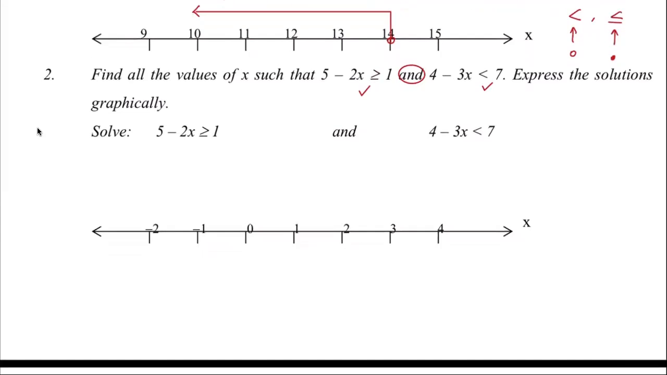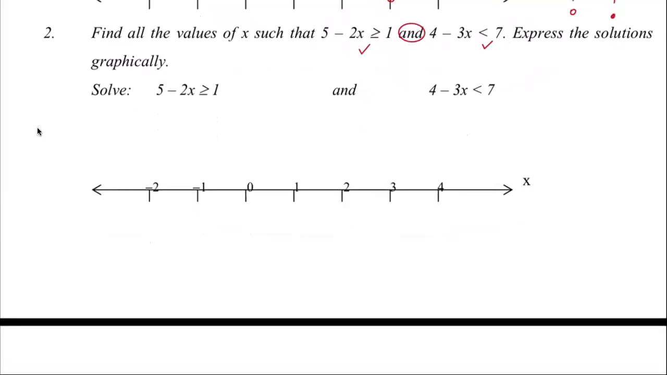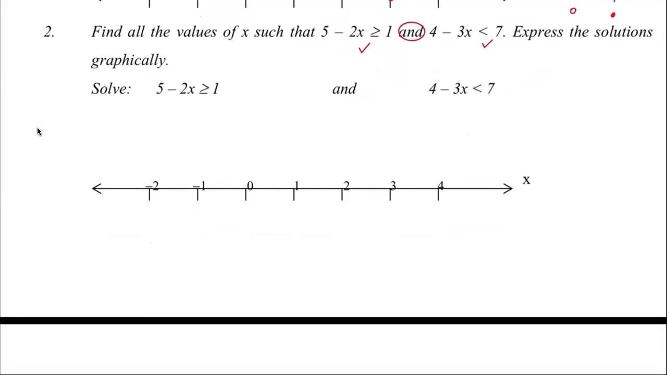First one, 5 minus 2x is greater than or equal to 1. So here I want to show you what it means by flipping the sign when we divide a negative number to both sides of the inequality. Okay, I want to show you how we do that. Okay, so 5 minus 2x is greater than or equal to 1. We should be able to solve this by now, right? Because we have learned all the techniques that we need to solve this kind of questions.